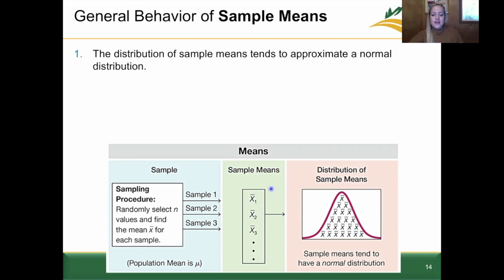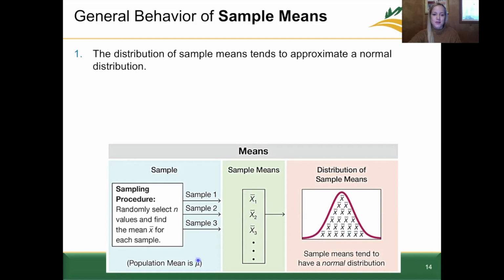To set the stage here for means specifically, we're going to do the same thing we did for proportions, where we take samples from a population, and we get the mean of each sample. Sample means are represented by the notation x bar. Once we take all of these sample means, or all these x bar values, and we plot them, we're going to get a normal distribution. It's bell-shaped, it's symmetrical.